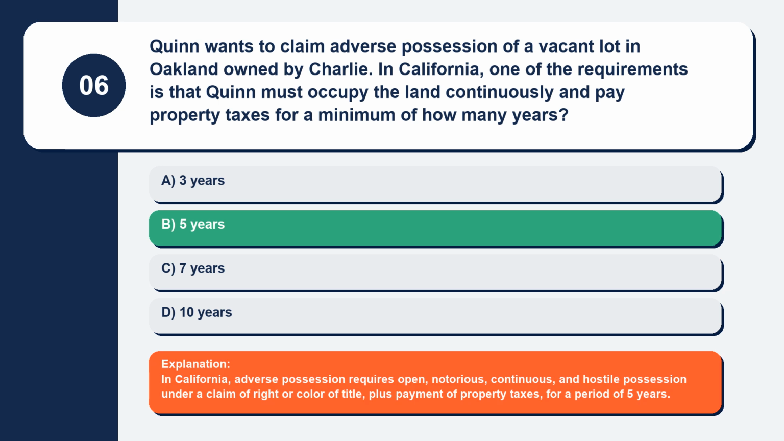Explanation. In California, adverse possession requires open, notorious, continuous, and hostile possession under a claim of right or color of title, plus payment of property taxes, for a period of 5 years.